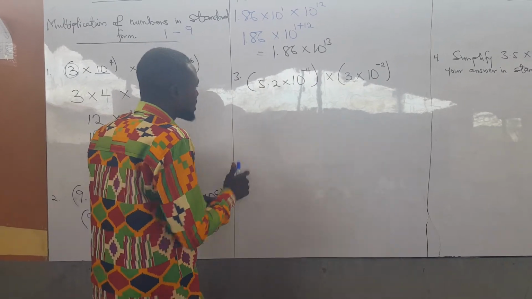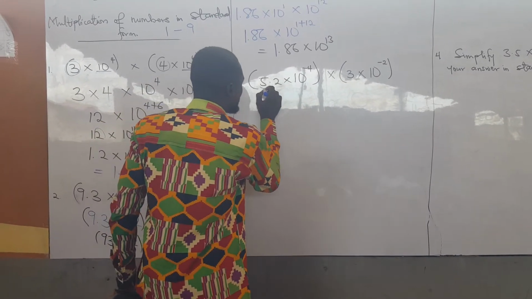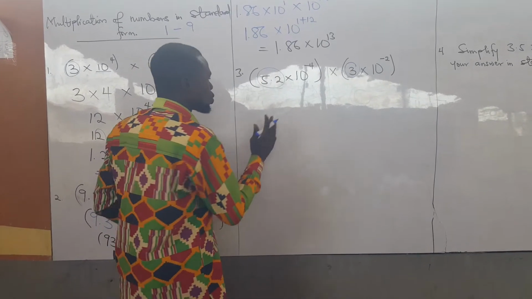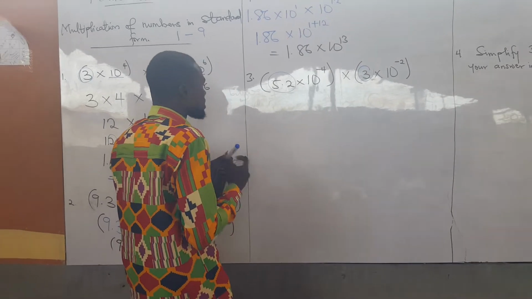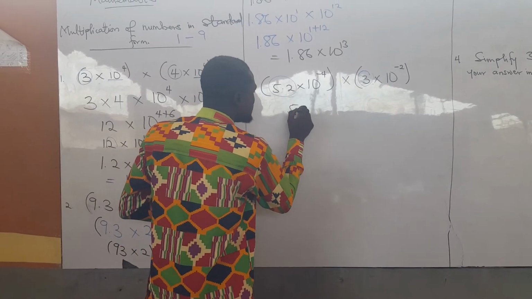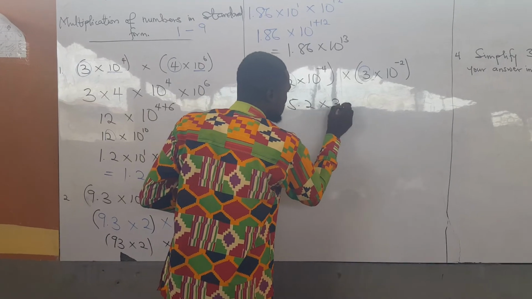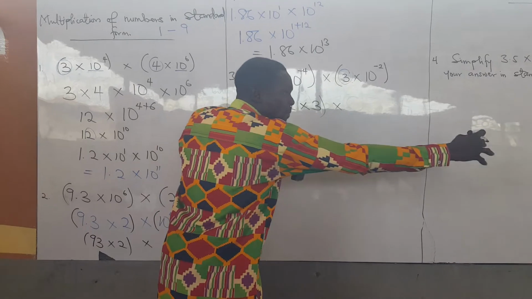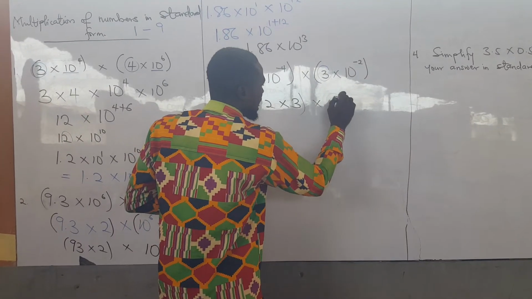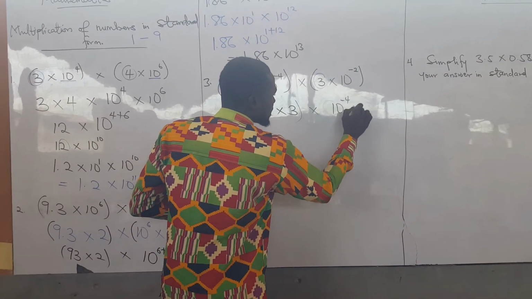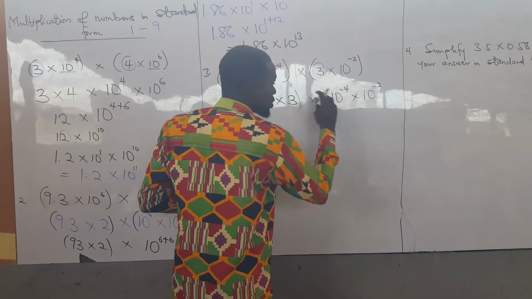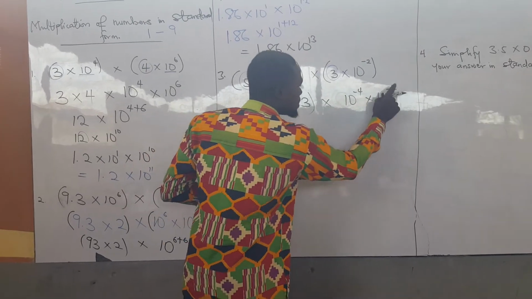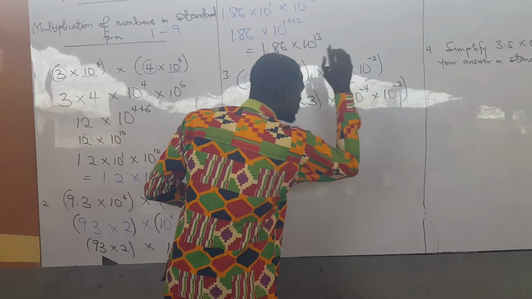So looking at this, the number that I'm having here is 5.2. And this one is 3. So let's group them. This is going to give us 5.2 times 3, times, then you group the powers of numbers, which is 10 raised to the power 4 times 10 raised to the power negative 4. That's the power here, times 10 raised to the power negative 2.